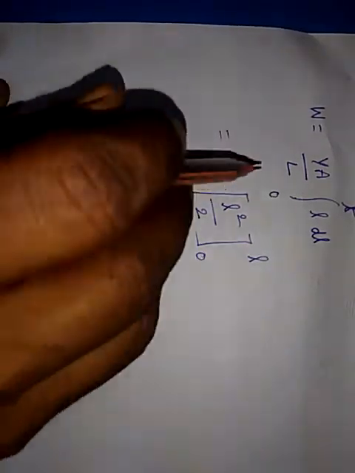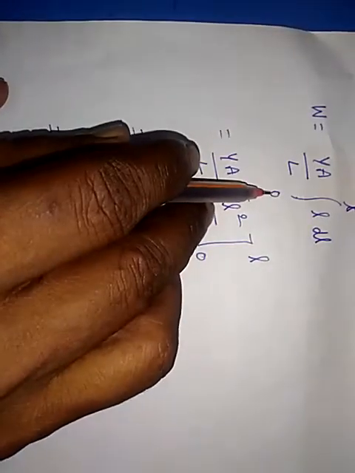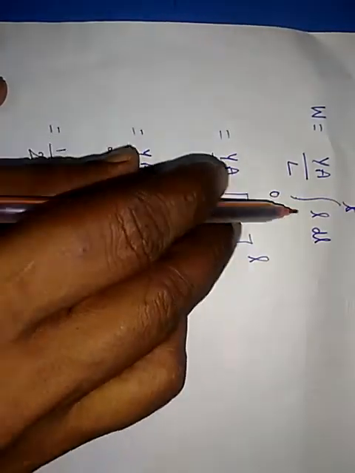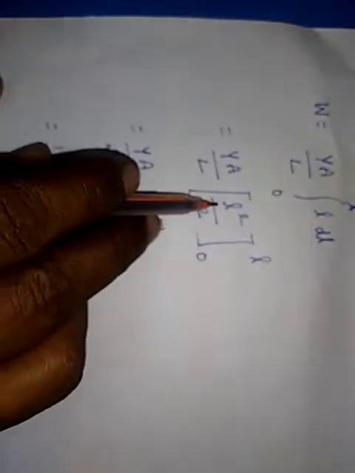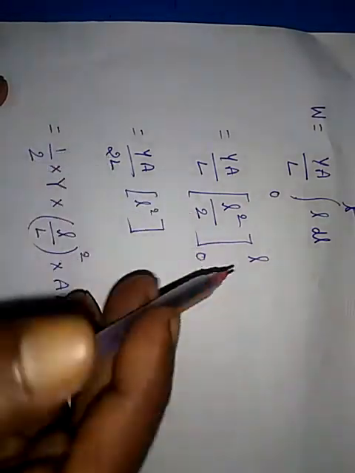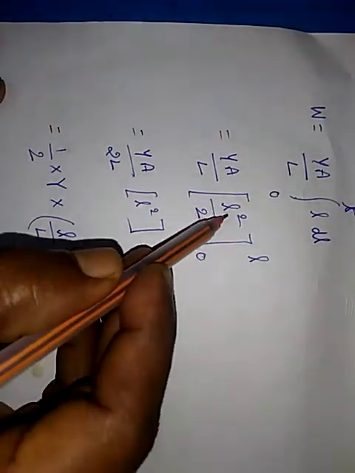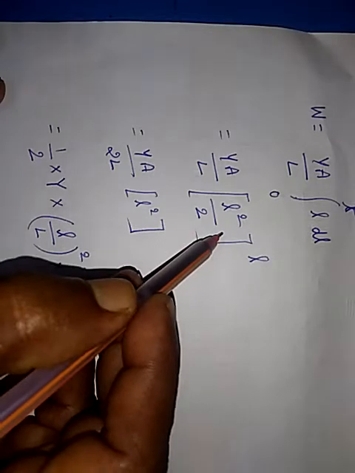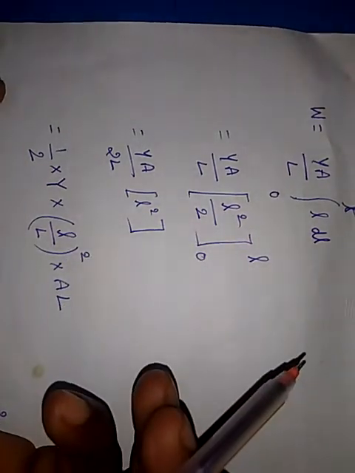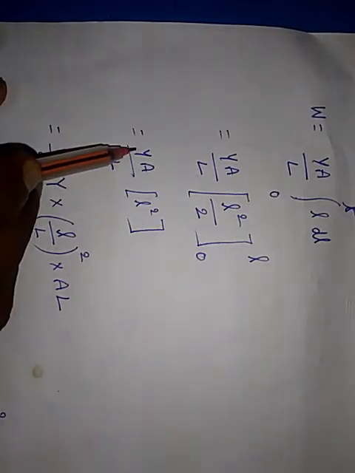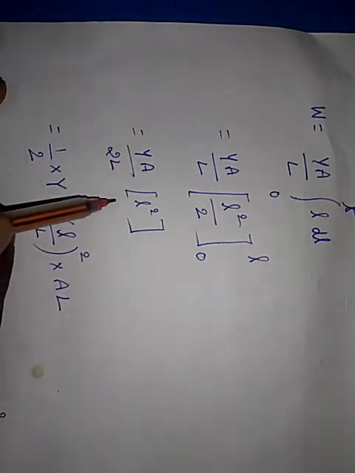Okay. Now, YA and L are constant. Upper limit is l, lower limit is 0, l dl. If you integrate this l with respect to dl, it becomes l square by 2. Now substitute the upper limit l for this equation, and upper limit minus lower limit. Minus lower limit, if you substitute 0 for this, it will be 0 only. Therefore, we have YA by 2L into l square.